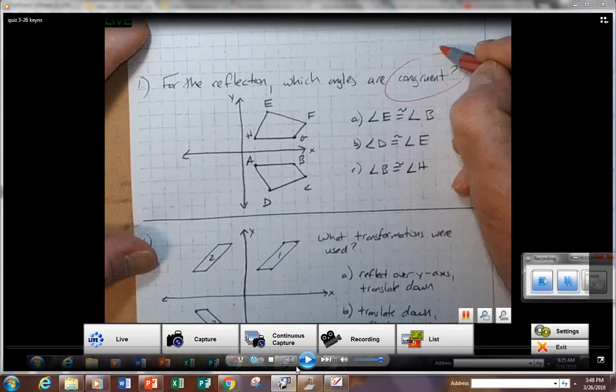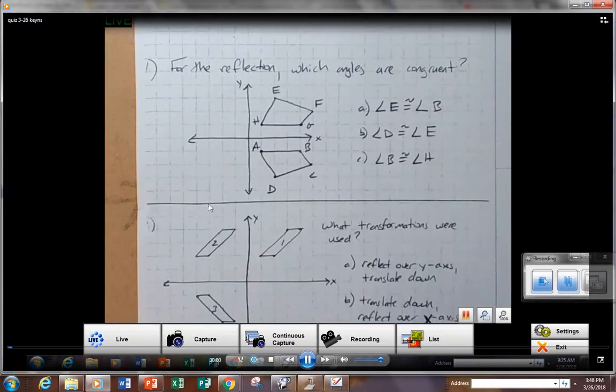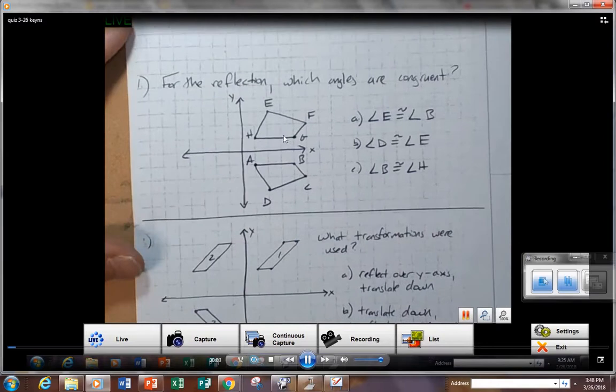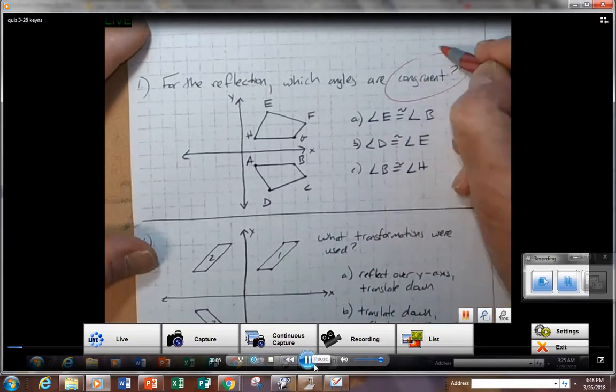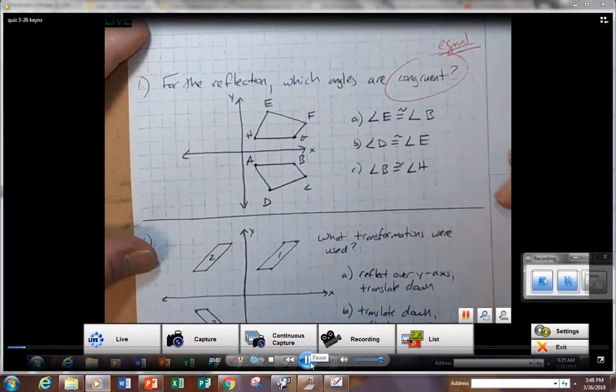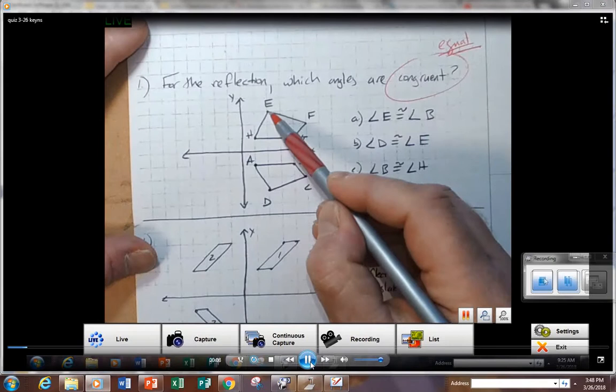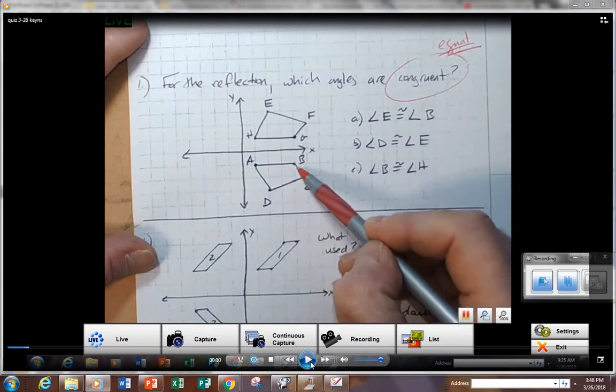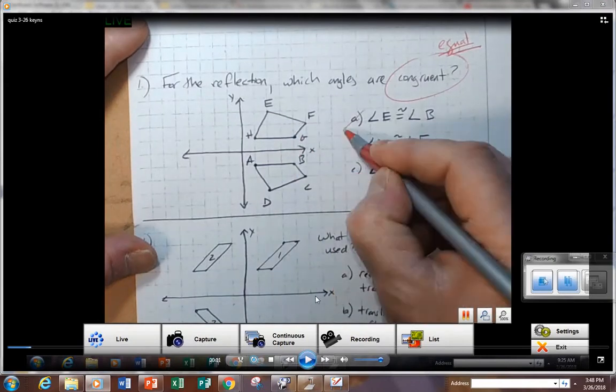So here we go. This video shows, for this first one, if I reflect, which angles are congruent or equal. So I can see when I'm looking at this, when it's reflected, these angles are equal straight across. Angle H and angle A are equal. Angle G and angle B are equal. F and C are equal. Only if they compare these equal angles will you say that those are congruent.